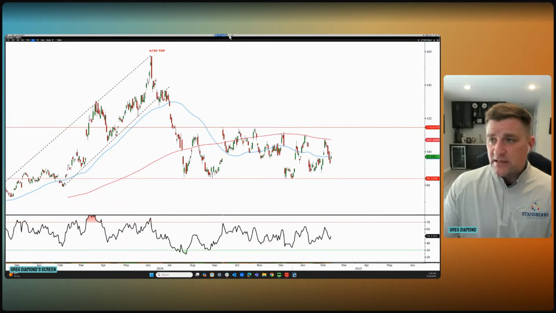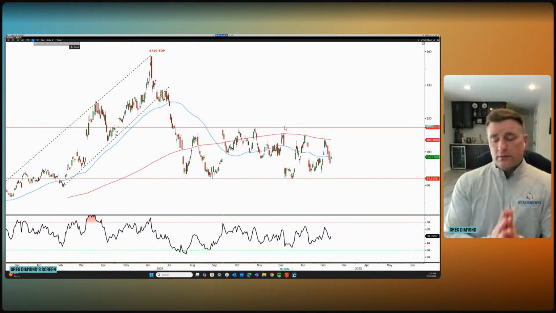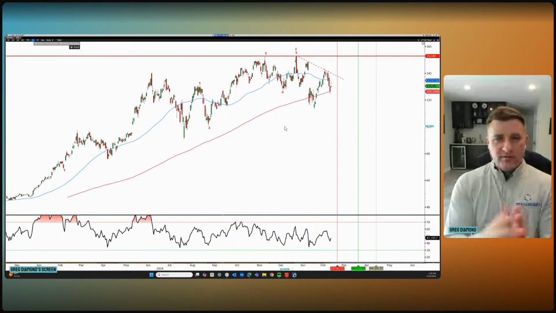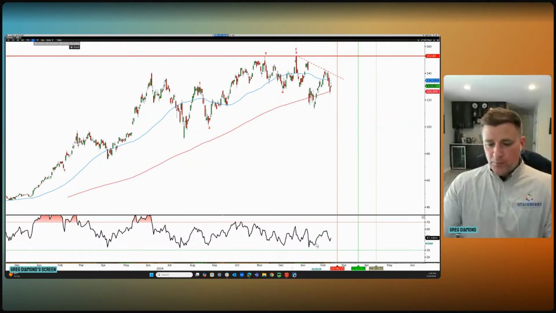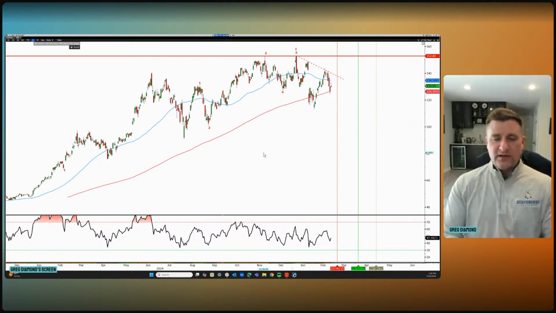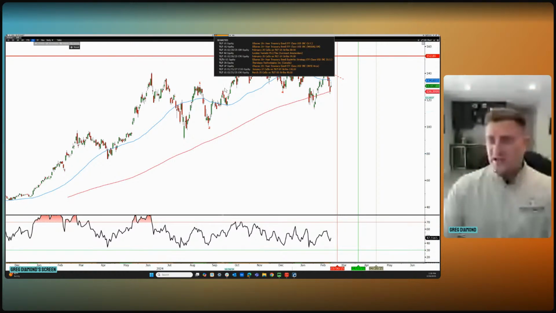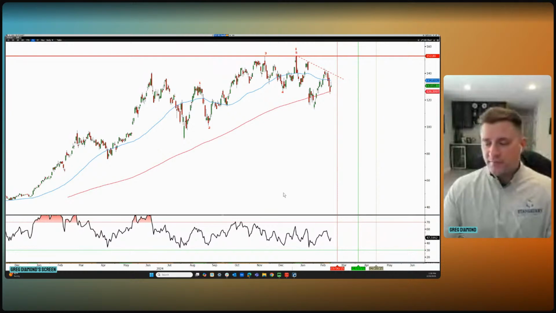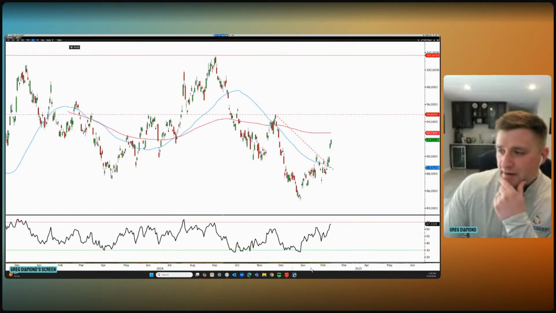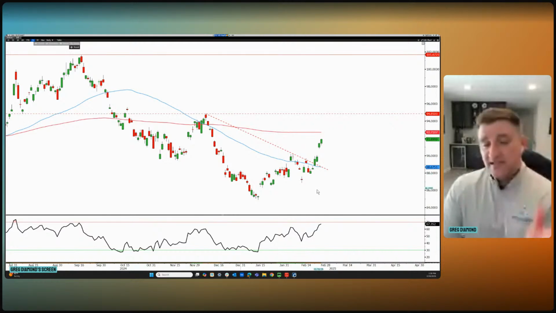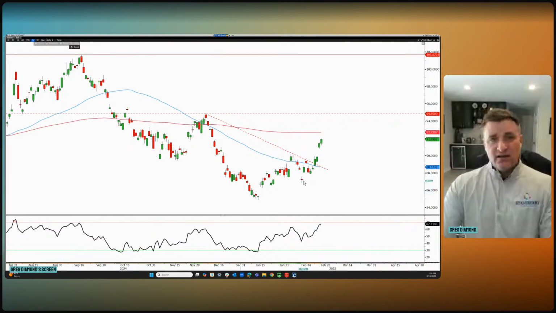NVIDIA is obviously an important stock, but it's also more important for me for the bigger picture. How does this play into the bigger picture? Okay. And when we talk about the bigger picture, something I want to highlight finally is bonds. All right. So this is the iShares 20 plus year bond fund. Okay. And we saw a nice big rally over the last couple of days as stocks retreated.